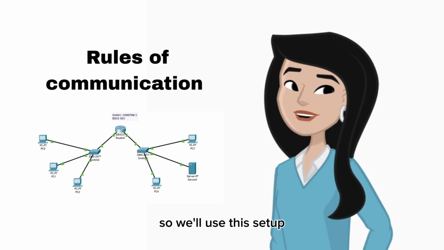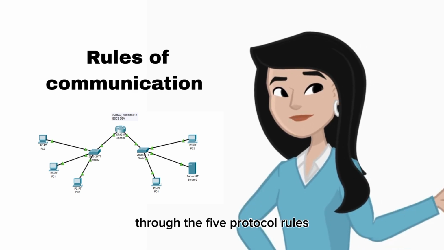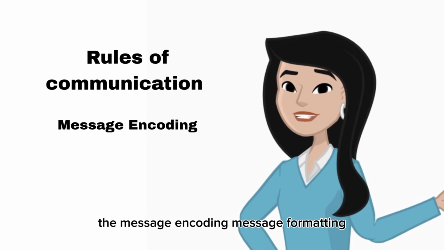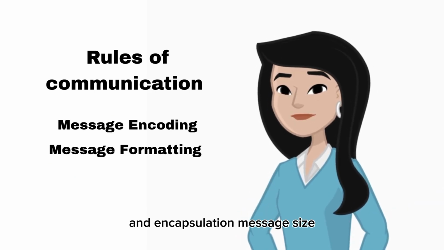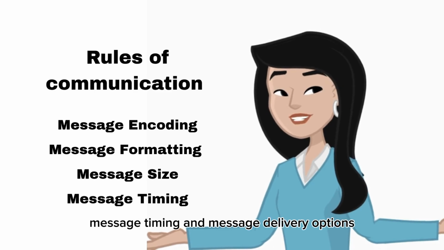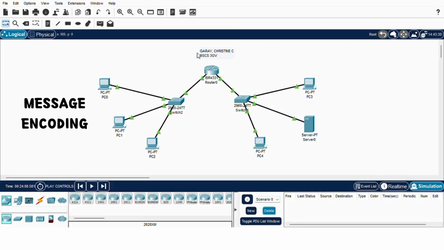So we'll use this setup to explain how communication happens through the five protocol rules: the message encoding, message formatting and encapsulation, message size, message timing, and message delivery options. Let's start with message encoding.